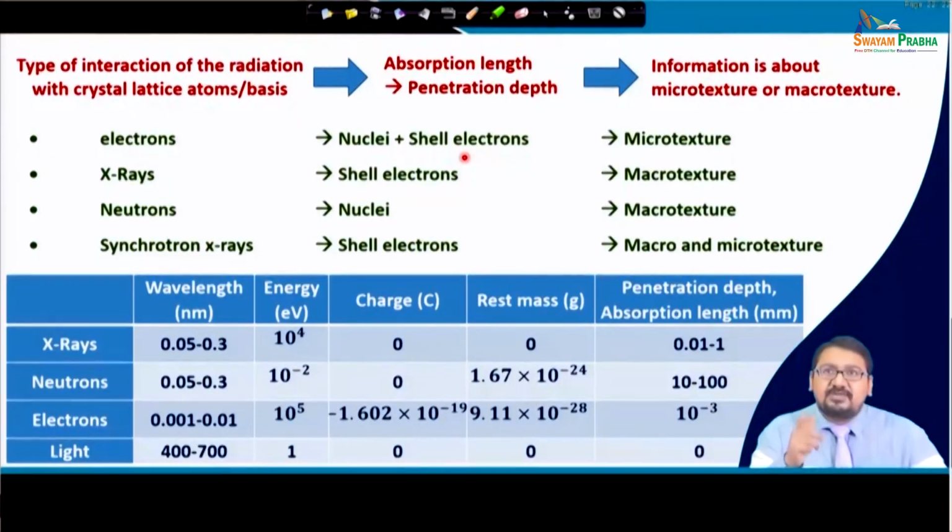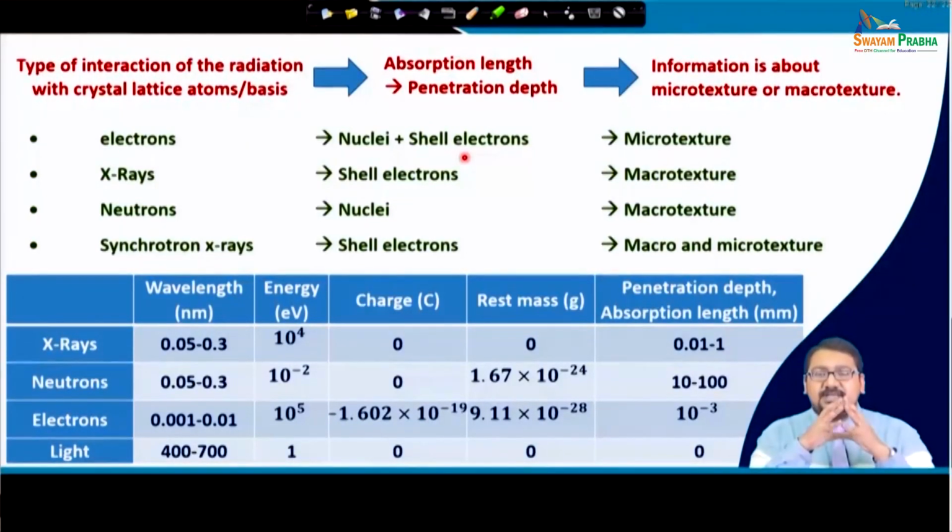Neutrons interact with nuclei and can penetrate deeper. It has a very low absorption coefficient, and we usually call it the linear absorption coefficient or mass absorption coefficient, and therefore it gives information of the macrotexture, and more deeper information of the microtexture, because it can penetrate up to a few centimeters.